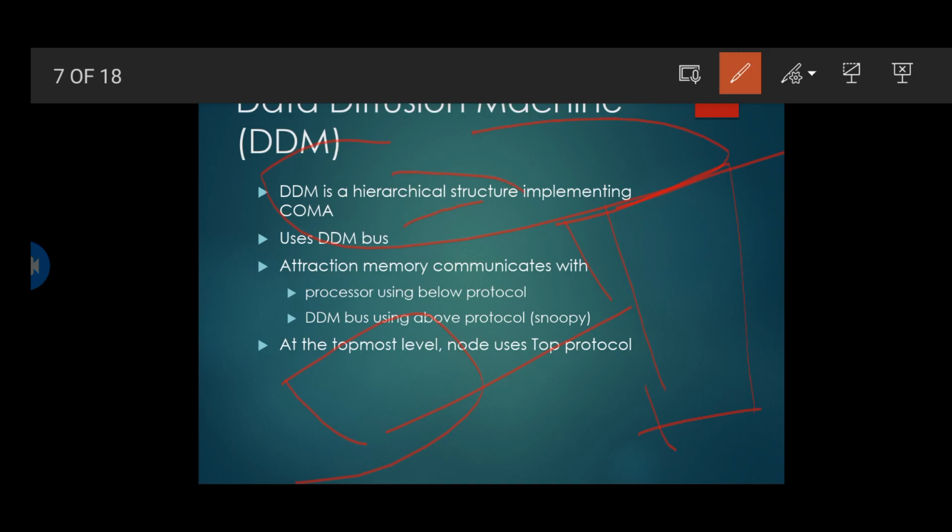It uses the DDM bus. The attraction memory communicates with the processor using the protocols, like the attraction memory protocol which we discussed above. Next, the DDM bus uses the above Snoopy protocol. At the topmost level, the node uses the top protocol.